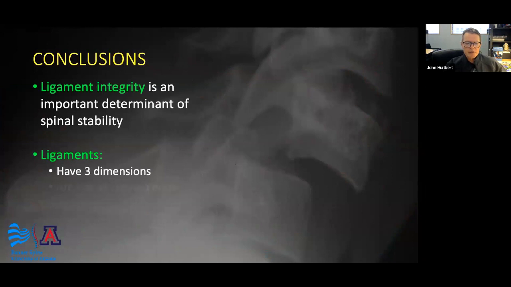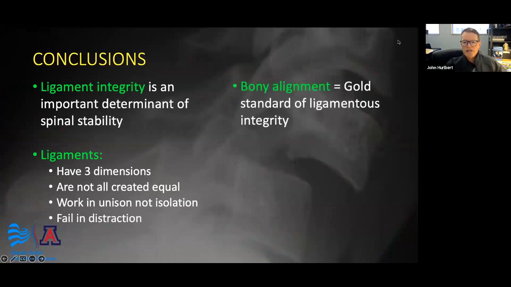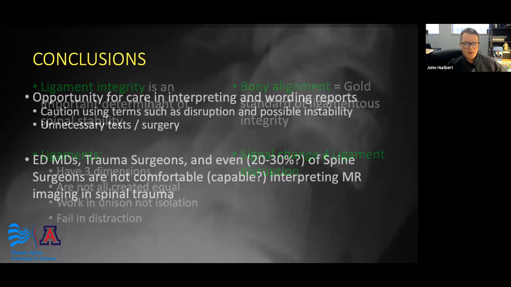Ligaments have 3 dimensions. They are not all created equal. They work in unison, not in isolation. They fail in distraction. And bony alignment remains the gold standard of ligamentous integrity. Please, residents, do not say you're going to get an MRI to determine whether the ligaments are disrupted or not. Signal change does not equal ligament disruption.